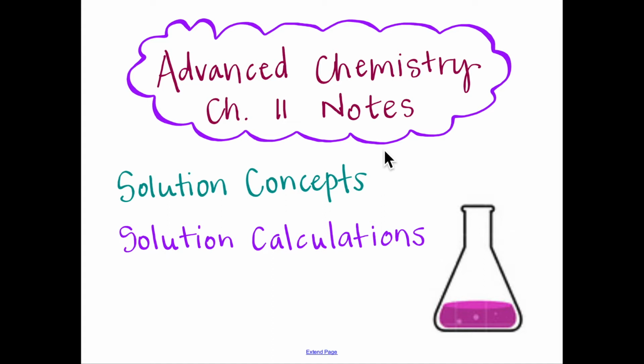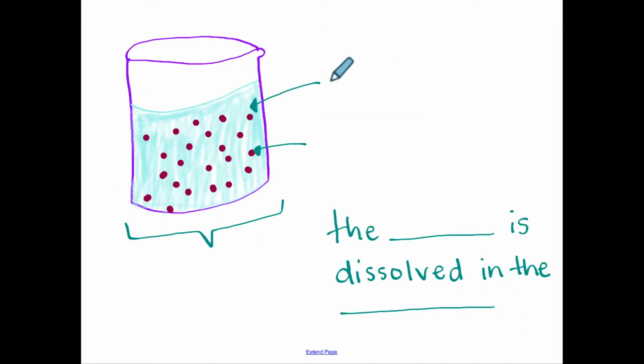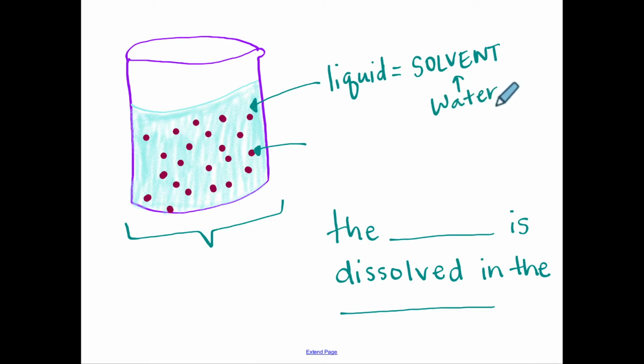We're going to go over solution concepts and solution calculations. When you have a solution, the liquid is called the solvent. Most of the time, that solvent is going to be water. Water is known as the universal solvent.